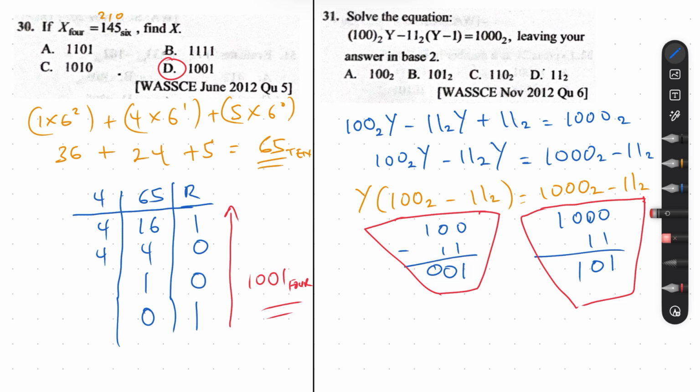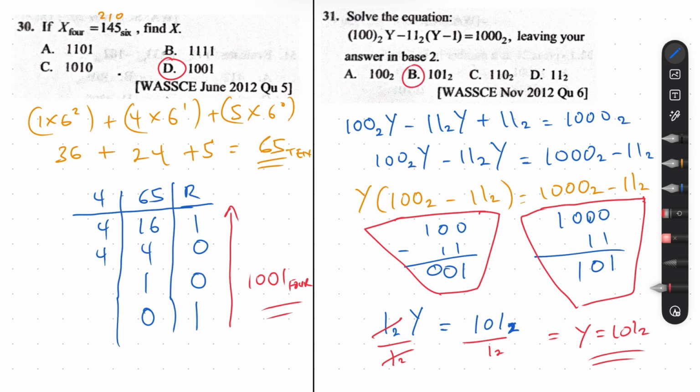Okay, so what we have here is y times 1 base 2 is equal to 101 base 2. Okay, and then if we divide both sides by 1 base 2, this cancels this, and this one still remains the same. Okay, so y is equal to 101 base 2. So that is our answer, which is B. Cool.